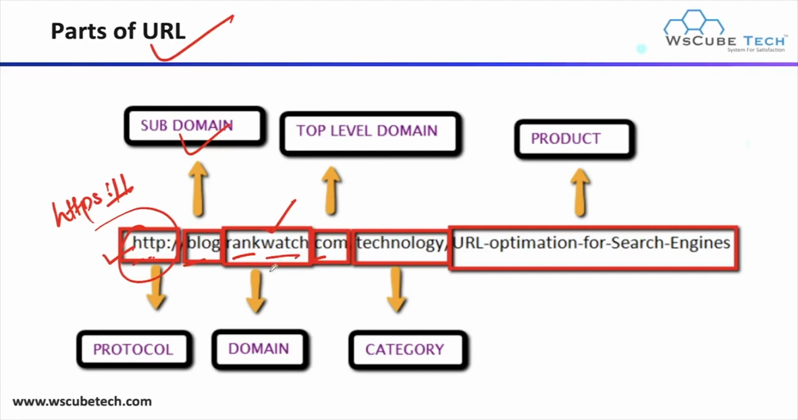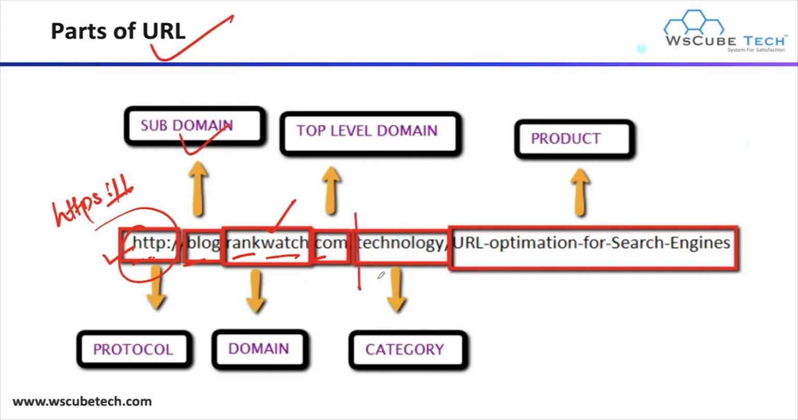Again, if we are using .edu, this is for education. If we are using .org, that is for organization. It can also be country specific, just like .in, which is for India. So here you have to use one top level domain.